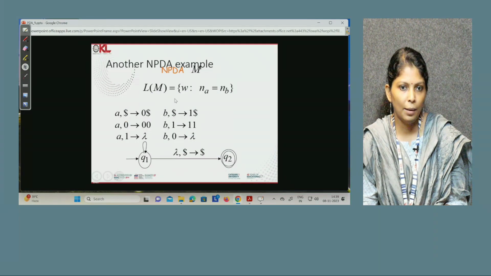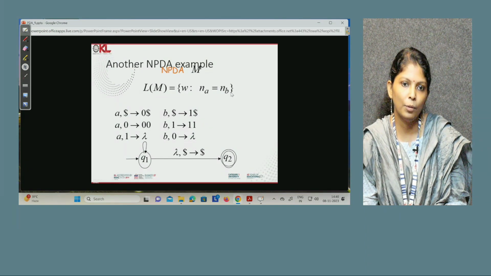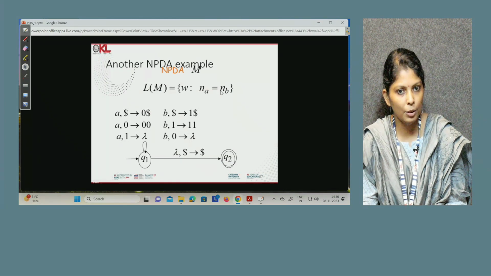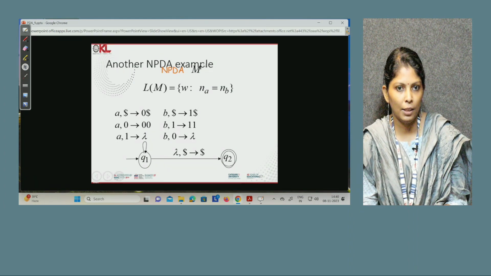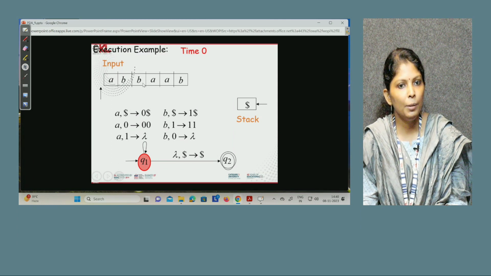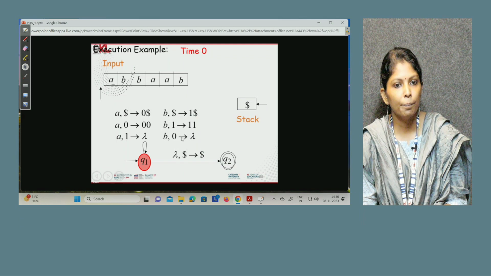So this is an example: we have to accept all the strings which have an equal number of A's and B's. If there are 5 A's in our string, 5 B's should be there, but it can be in any order. This is the machine that accepts that kind of string. So we can take this example: A, B, B, A, B, A. Here the number of A's is 3 and the number of B's is also 3. So this must be accepted by our machine.